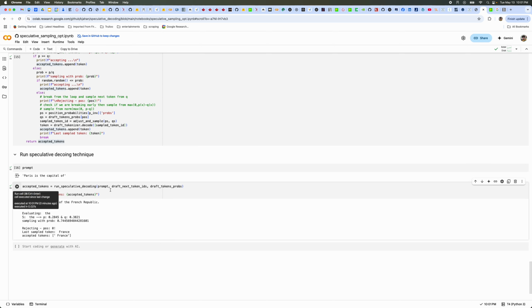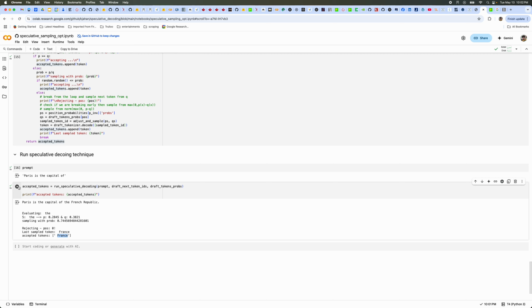Now I'm running the speculative sampling, and as you can see, the prompt is "Paris is the capital of the French Republic." We pass this to our method and it evaluates the first token. For the first proposal, P is less than Q, P divided by Q is 0.744, and when we flip the coin it didn't come up heads, so it rejects and samples the next token, which is France. So the answer from our speculative decoding is France, which is correct.